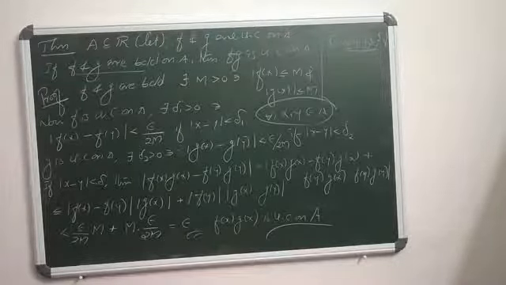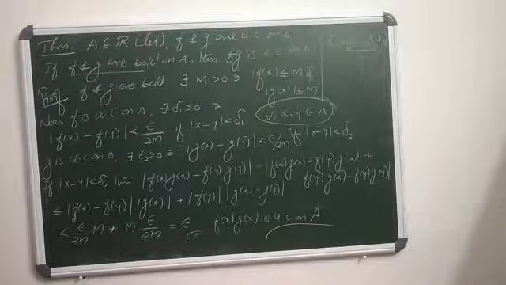It means if any two functions are uniformly continuous, then their sum is uniformly continuous. But if any two functions are uniformly continuous, then their product is uniformly continuous only when the functions are bounded on the given domain. That is the crucial point, that is the importance of this result. Agree? Okay.